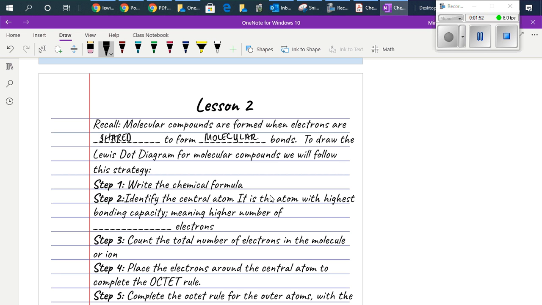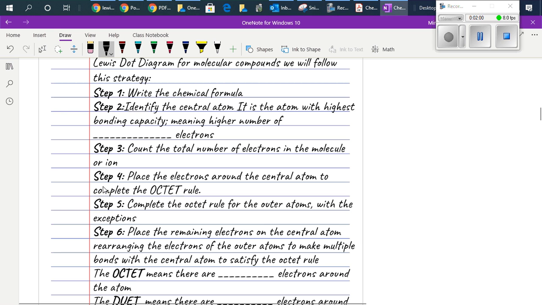In order to draw the Lewis dot diagram for the molecular compound, we will follow this strategy. We will write the chemical formula of the molecular compound. We will identify the central atom. The central atom, in the list of all the atoms that you see in the molecular compound, is the atom with the highest bonding capacity, which means that it has the highest number of bonding electrons.